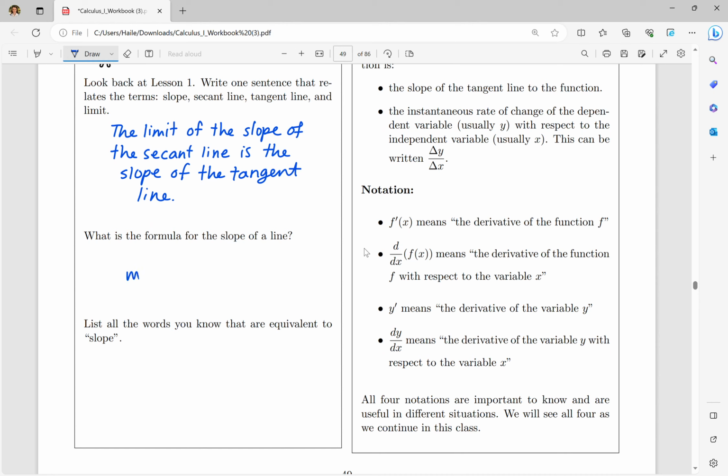All right, next we have what is the formula for the slope of a line. So that's m is equal to y2 minus y1 over x2 minus x1. Okay, and finally list all the words you know that are equivalent to slope.